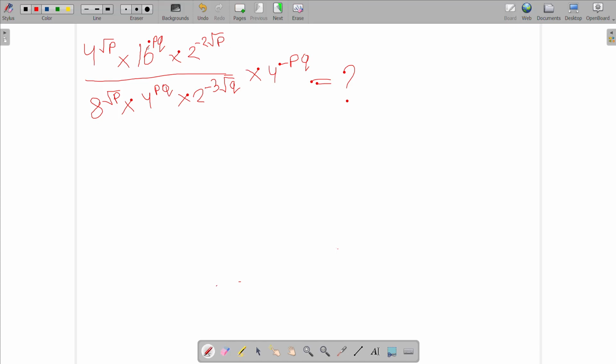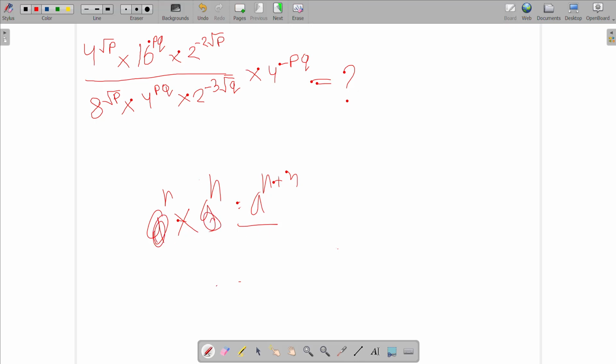Okay, so this is our problem. It's an exponential problem which we can solve very easily. What we know about exponential format is that whenever we see a to the power something multiplied by a to the power something, and the base is the same, then the powers add. So here the base is the same.